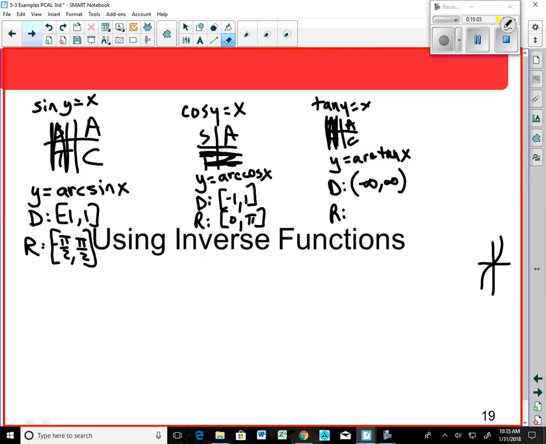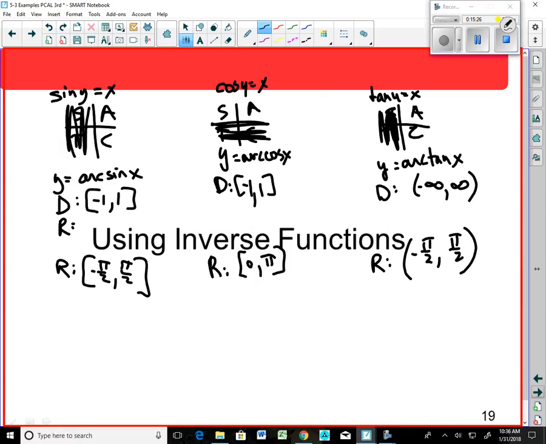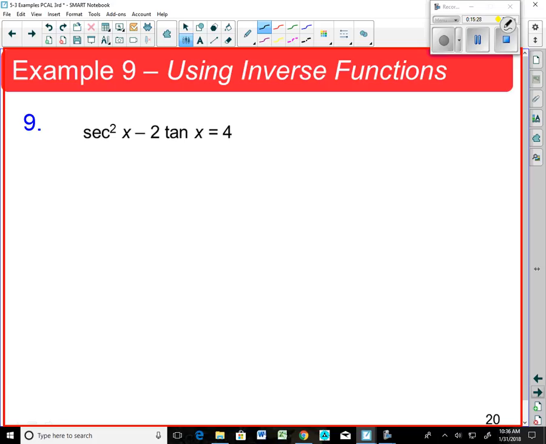But what do I have to be careful of? That they are asymptotes, so I can't include them. Negative pi over 2 to pi over 2, as we look at that. Okay, so there's our little miniature review. So now we're going to do a couple of problems like these.